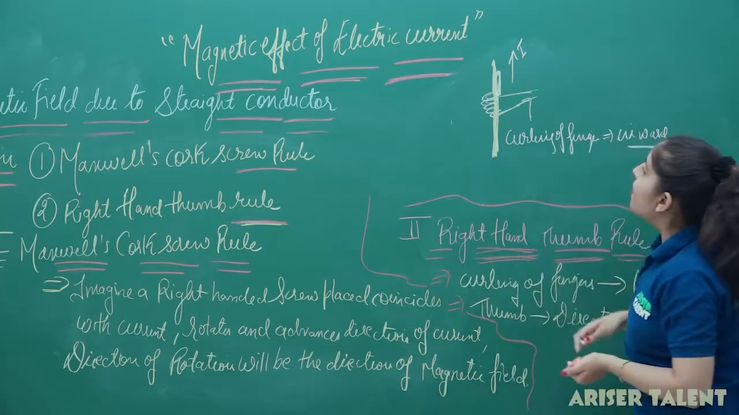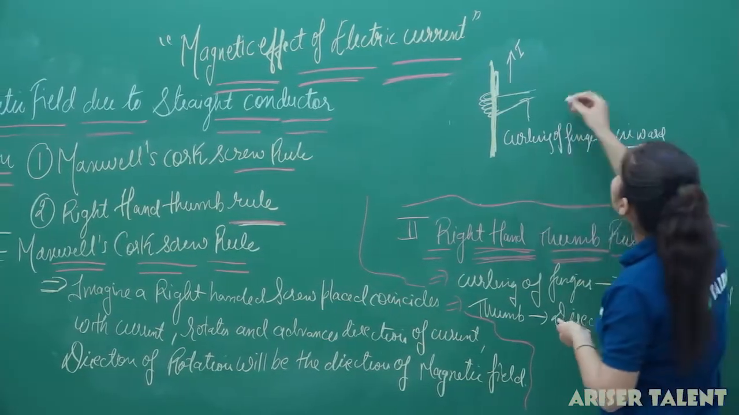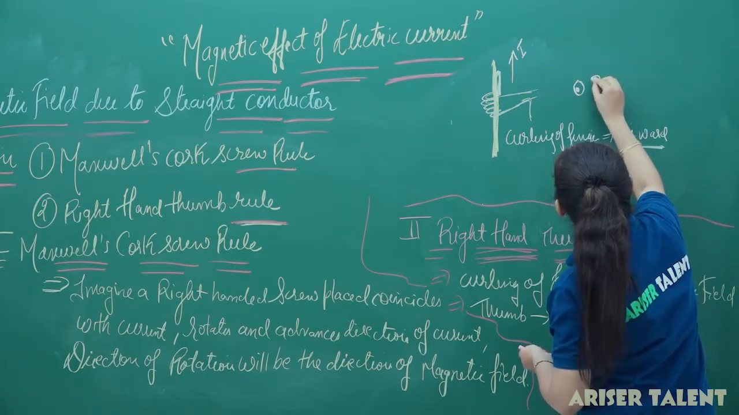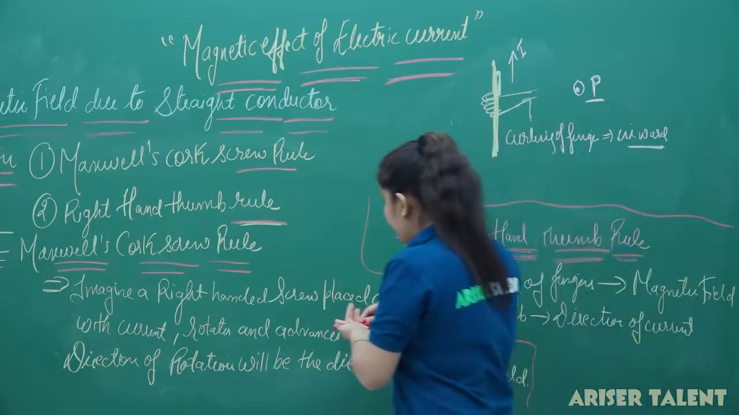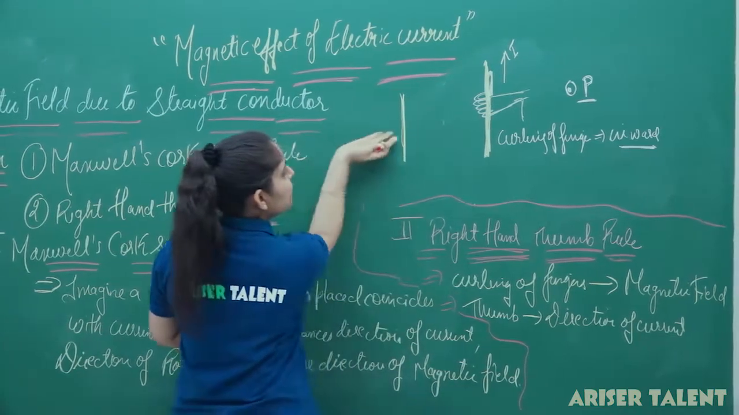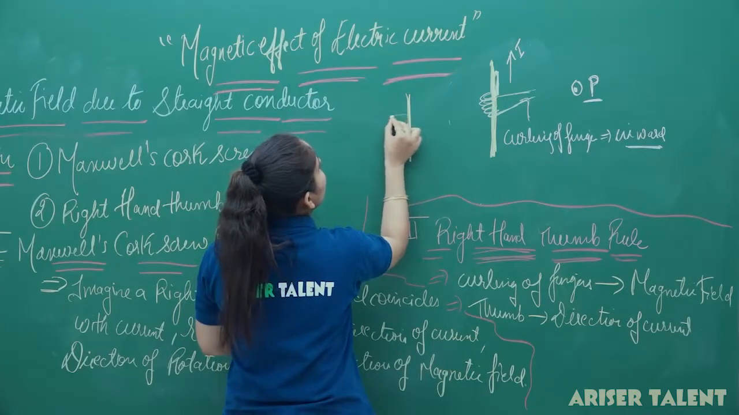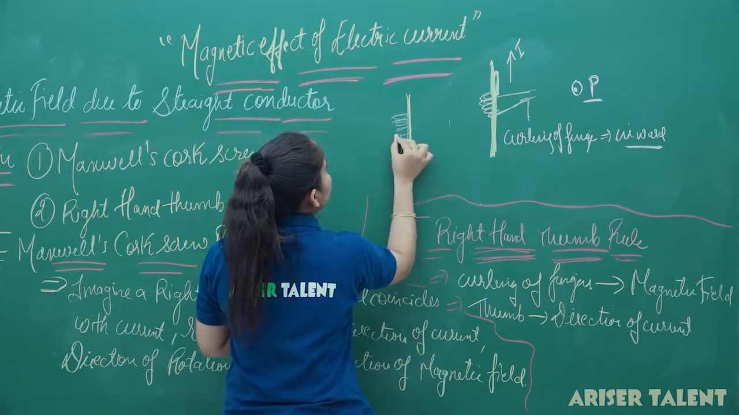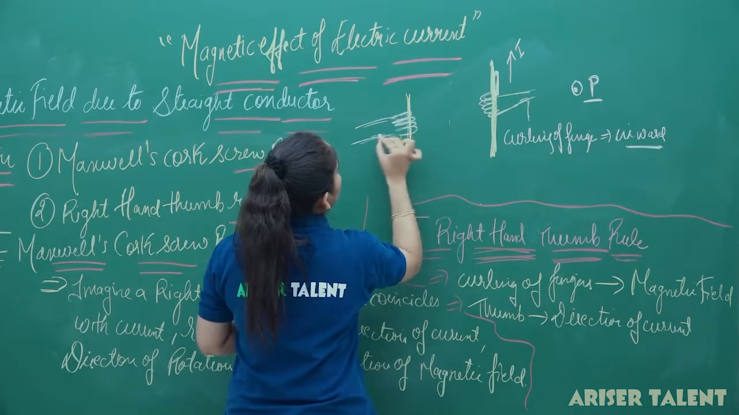For the inward direction, it means the plane is in the inward direction. What will we do? We will represent the plane with the dot. In a similar picture, I am holding the conductor like this, from the backwards. So we will hold the conductor like this and the thumb will be pointing outwards. So this is how we hold the conductor.